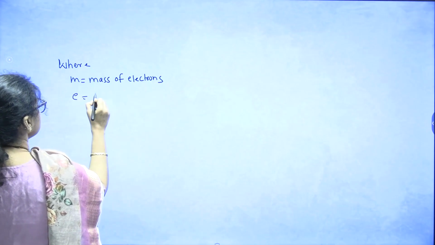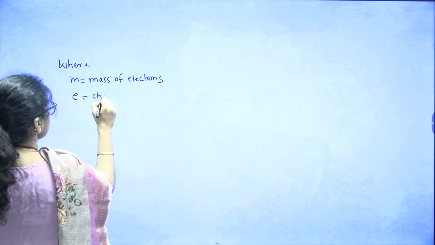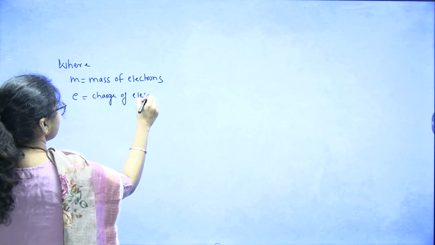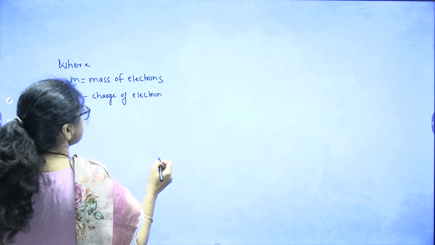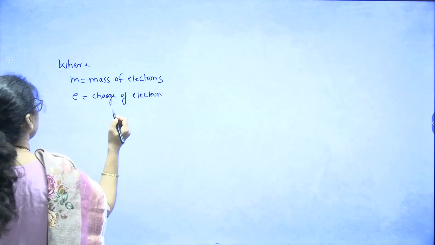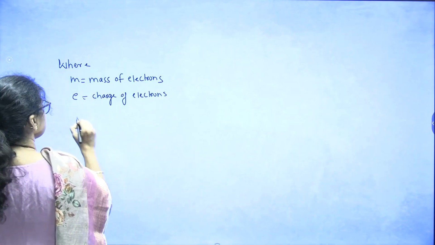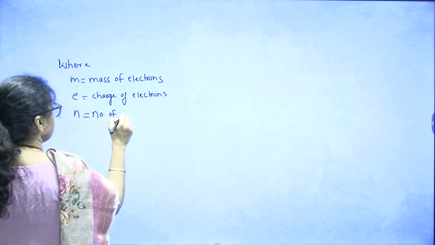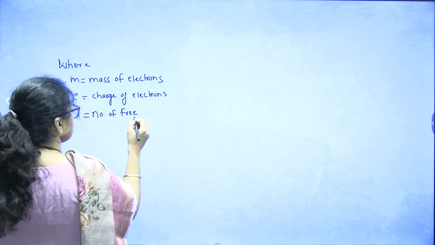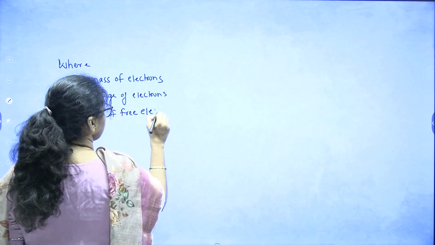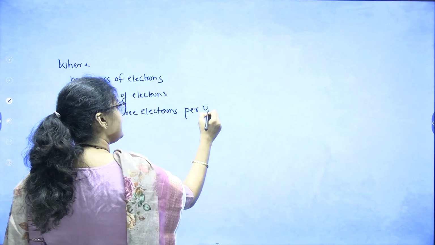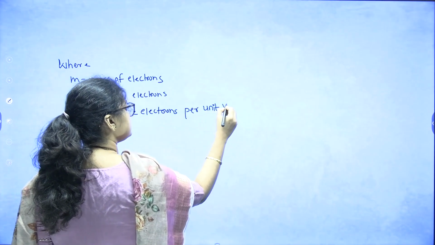E is equal to the charge of electron. What is the charge of electron? 1.6 into 10 power minus 19. Then N. N is the number of free electrons per unit volume.